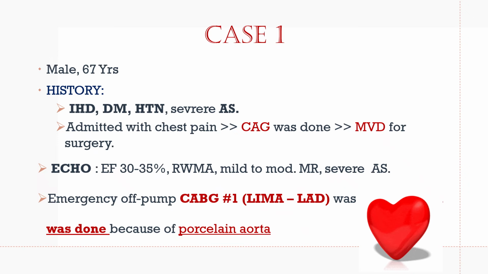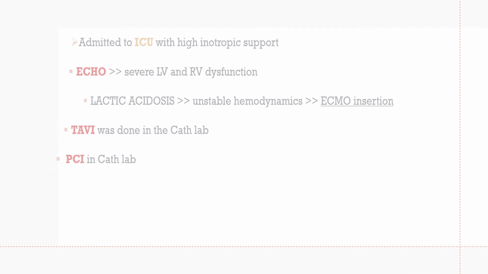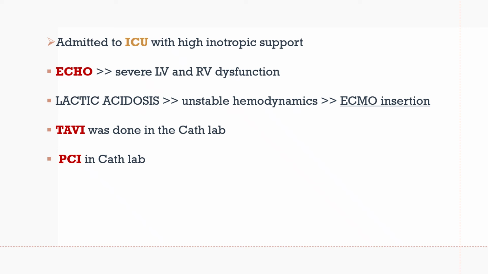The patient had an emergency on-pump CABG by LIMA to LAD, done due to porcelain aorta, with a plan for a second session in the cath lab for TAVI, changing the aortic valve. The patient was admitted to ICU with high inotropic support.